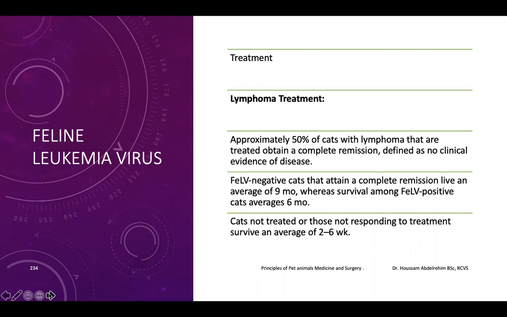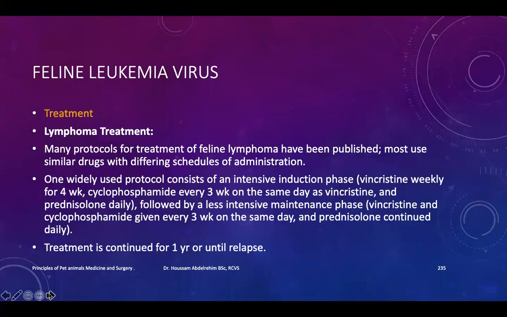About 50% of the cats with lymphoma that are treated obtain a complete remission defined as no clinical evidence of the disease. And negative cats that attain complete remission live an average of 9 months, whereas survival among feline leukemia virus positive cats averages 6 months. Cats that are not treated or did not respond to treatment survive from 2 to 6 weeks maximum. There are a lot of protocols for treatment.